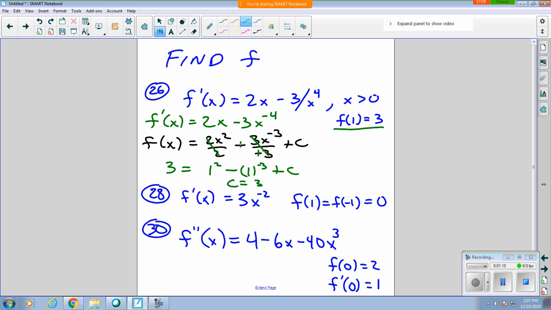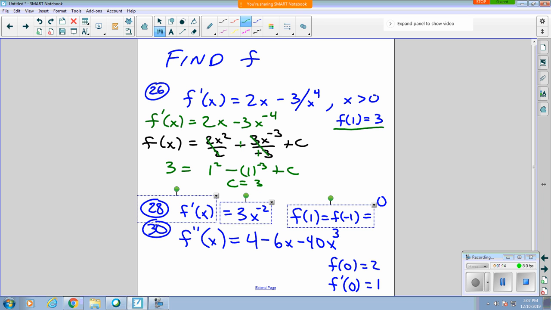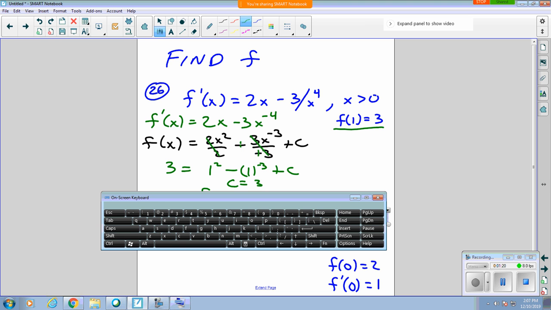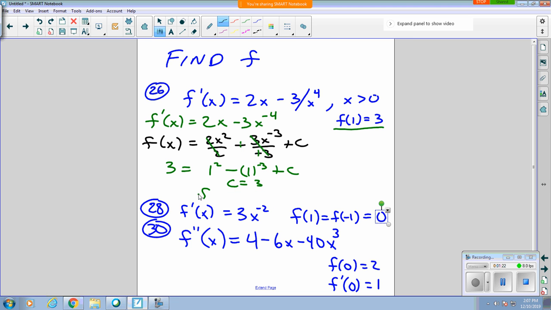So my final equation for number 26 in the book is f of x equals x squared plus x to the negative 3 plus 3. I guess I wouldn't write it as 1 over x cubed. You could write it as 1 over x cubed at that point, but I'm not going to. So f of 1 equals 3. You put the 3 in for f, because remember, this is y and this is x. So 3 equals, yep.